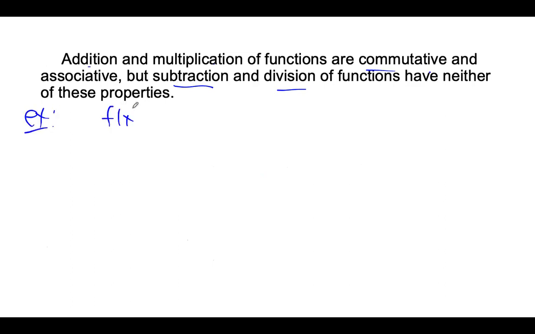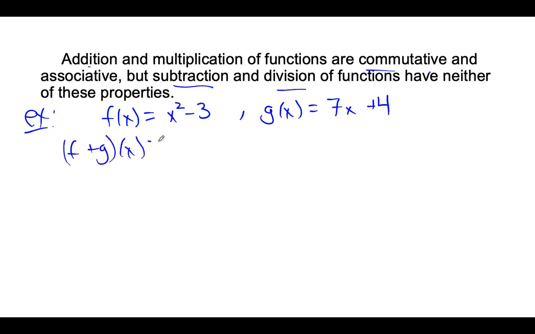Let's see examples though, just to put it in perspective. So let's say you have f of x equals x squared minus 3, and g of x is equal to 7x plus 4. Okay, so we're just going to add them. So f plus g is simply, by definition, you just add them. I like putting brackets around things just to make it clear, like this is your f of x, this is your g of x.